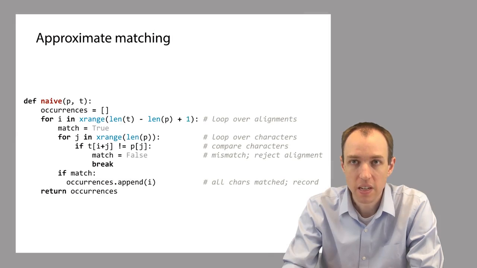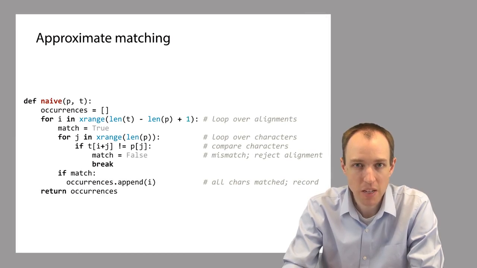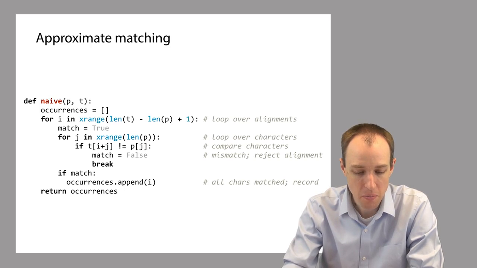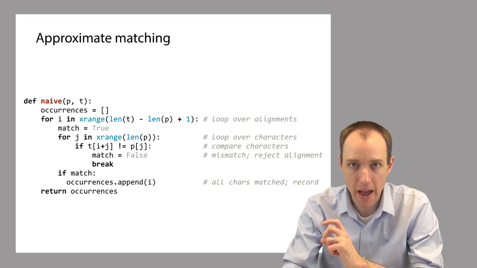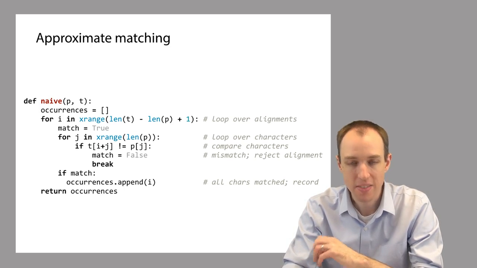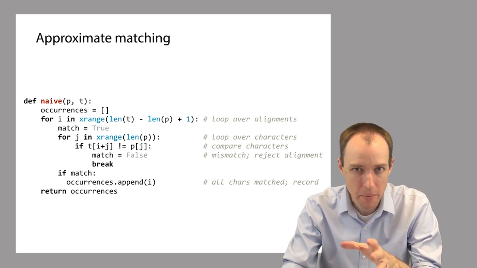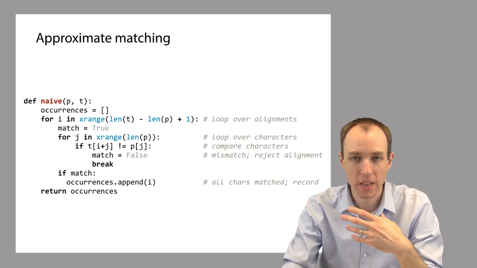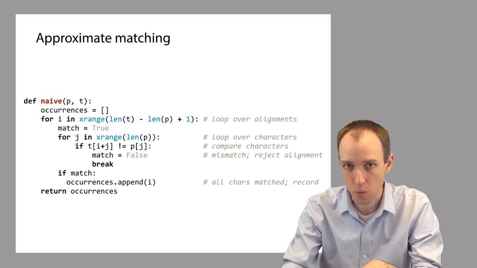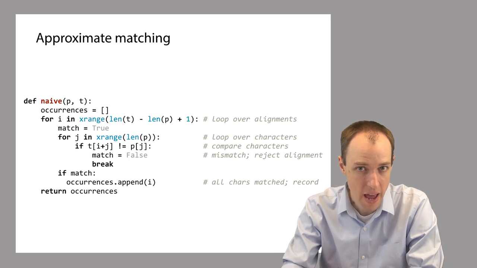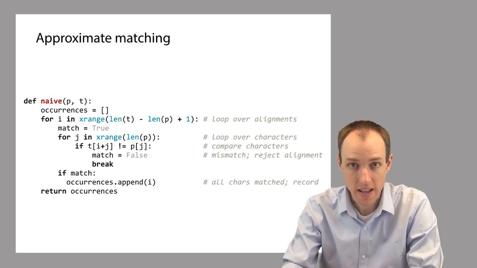So here's our naive exact matching algorithm that we saw before. Let's say that we wanted to adapt our naive exact matching algorithm to allow mismatches. In other words, we want to look for occurrences of the pattern P within the text T that are within some Hamming distance. Right? So exact matches are within a Hamming distance of 0, but we also want to allow for matches that are within some Hamming distance greater than 0. So can we modify this algorithm to do that? Yes, it's actually pretty simple.